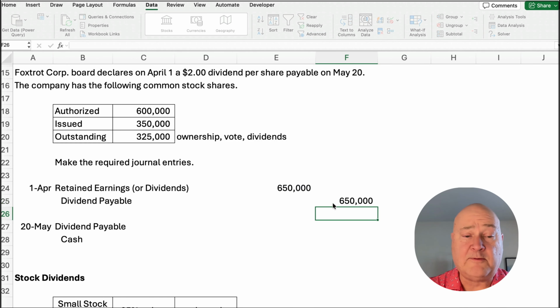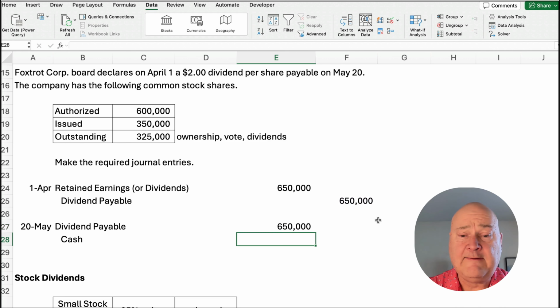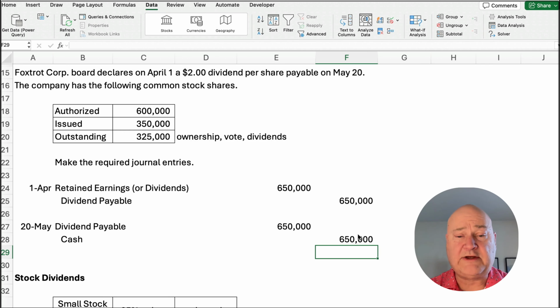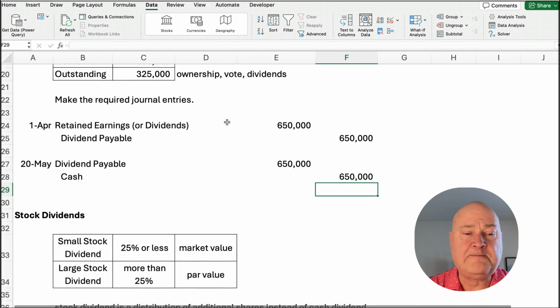And then when May 20th rolls around, we're actually going to pay the cash, 650, and cash goes down 650. So what you see is our retained earnings goes down, our cash goes down, and we have issued cash dividends. Cash dividends is always easy like this. You need to know the first date. The first date is the date of declaration, and the second date is the date of payment. So you just have to figure out how many shares are outstanding and what's the dividend per share.